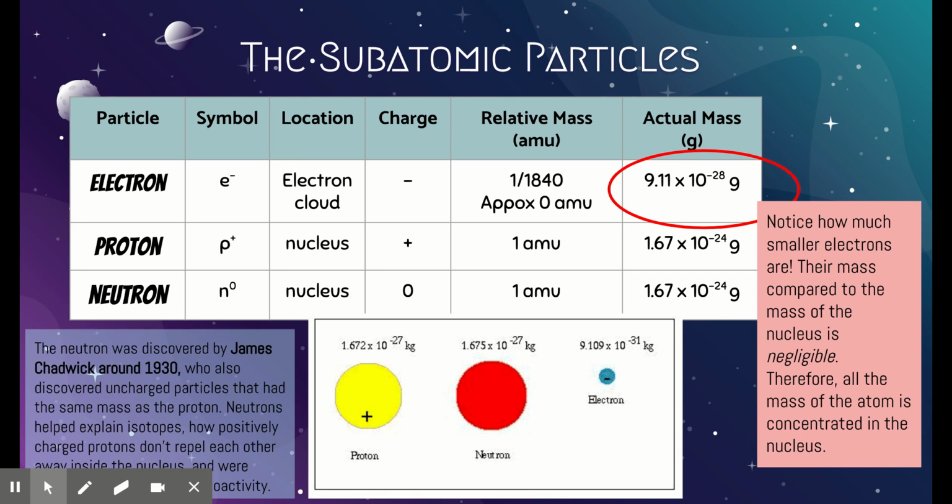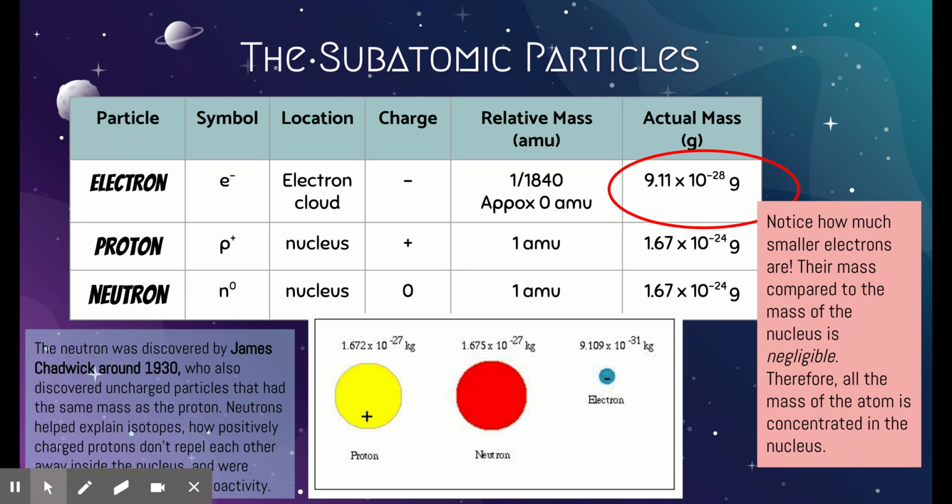So in that second column from the right-hand side, relative mass, AMU is atomic mass units. And so we say electrons have approximately 0 atomic mass units. They don't really have anything. They don't really have mass that matters to us.